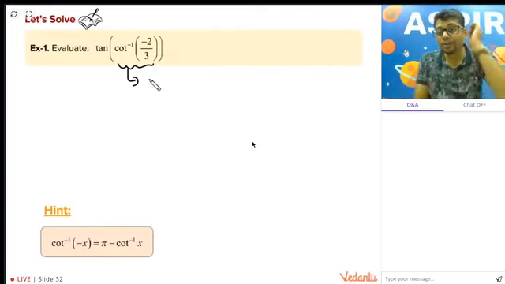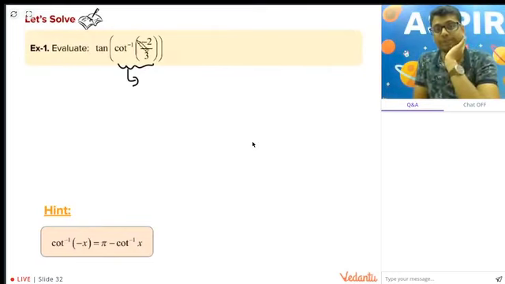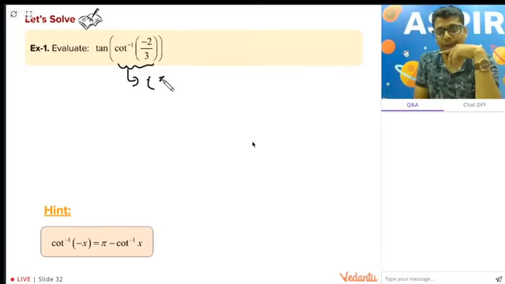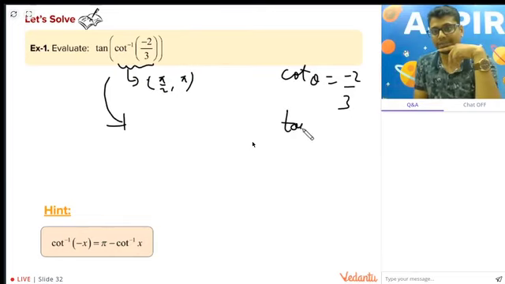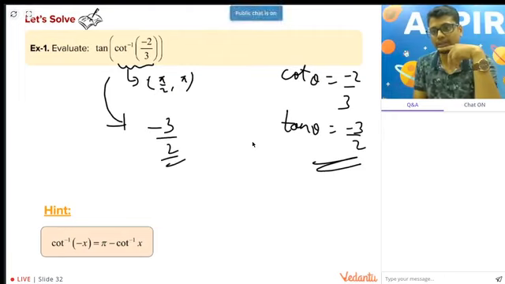Cot inverse of minus 2 by 3. What do you expect? Output will be between pi by 2 and pi, the second quadrant. Now tan in the second quadrant is negative. So it will be just the reciprocal of it. I mean, if cot theta is minus 2 by 3, what about tan theta? It will be minus 3 by 2. So minus 3 by 2 is the answer. Like that also you can think. In case there is doubt, please ask.